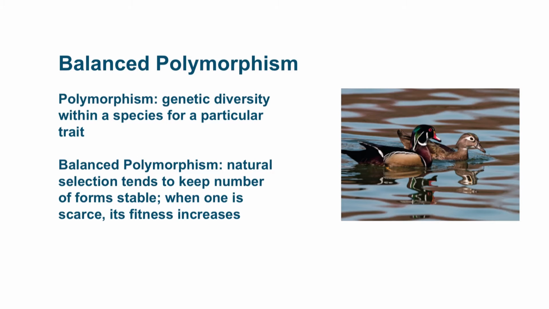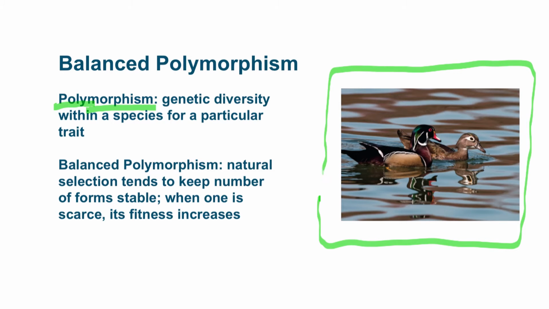Balanced polymorphism is an interesting concept. A polymorphism, morphism referring to the way something looks, and poly referring to many. So polymorphism is genetic diversity within a species for a particular trait. One example would be plumage color, or feather color and pattern of color, in birds.